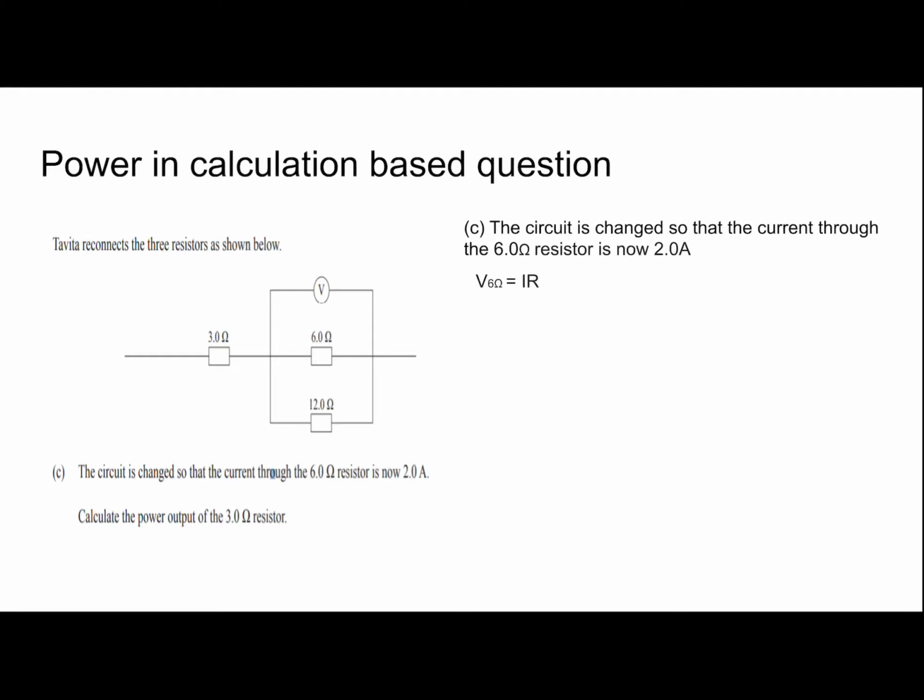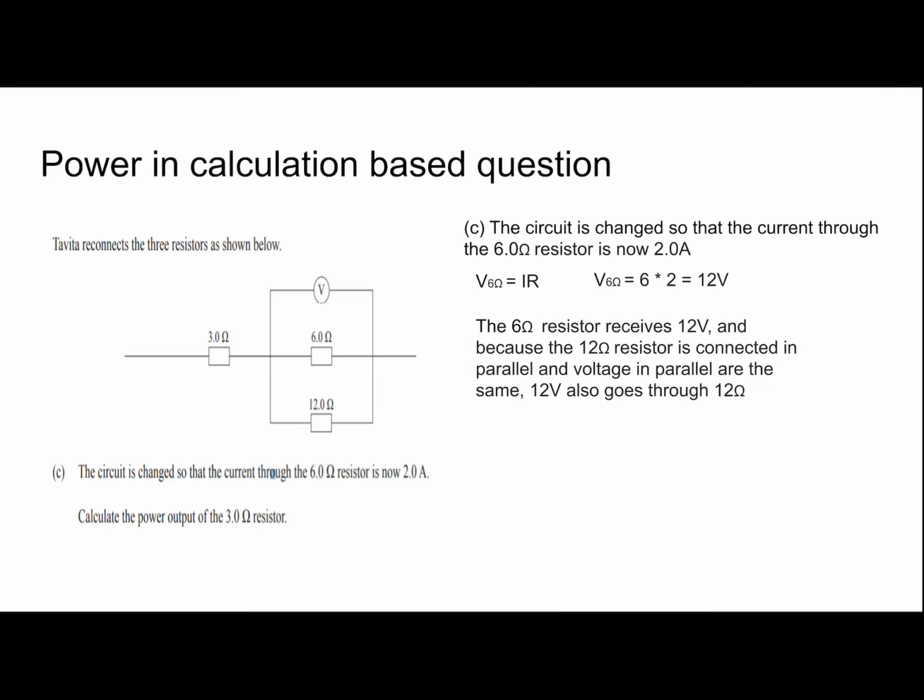We've already read the question, so we'll find the voltage through the 6 ohm resistor. Voltage is IR, so 6 times 2 equals 12 volts. Because the 6 ohm resistor receives 12 volts, and the 12 ohm resistor is connected in parallel, where the voltage is the same, 12 volts also goes through the 12 ohm resistor. When the current gets to a junction, some of it goes through the 6 ohm resistor and some goes down to the 12 ohm resistor.